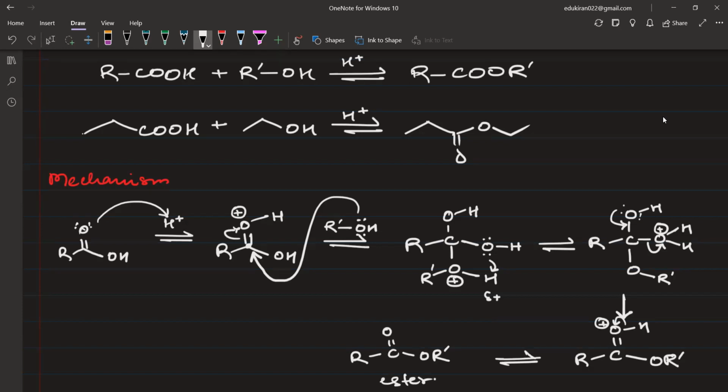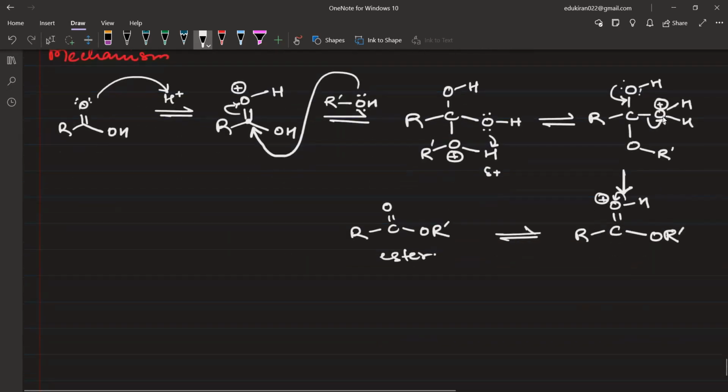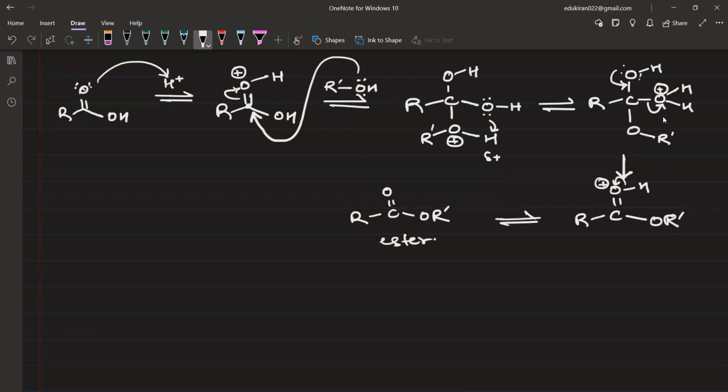So this complete reaction is just multiple steps of proton transfers and one nucleophilic addition attack. This oxygen atom acts as a nucleophile. It attacks on the carbon atom. That is a nucleophilic attack. After this mechanism, you will write formation of acid chloride.